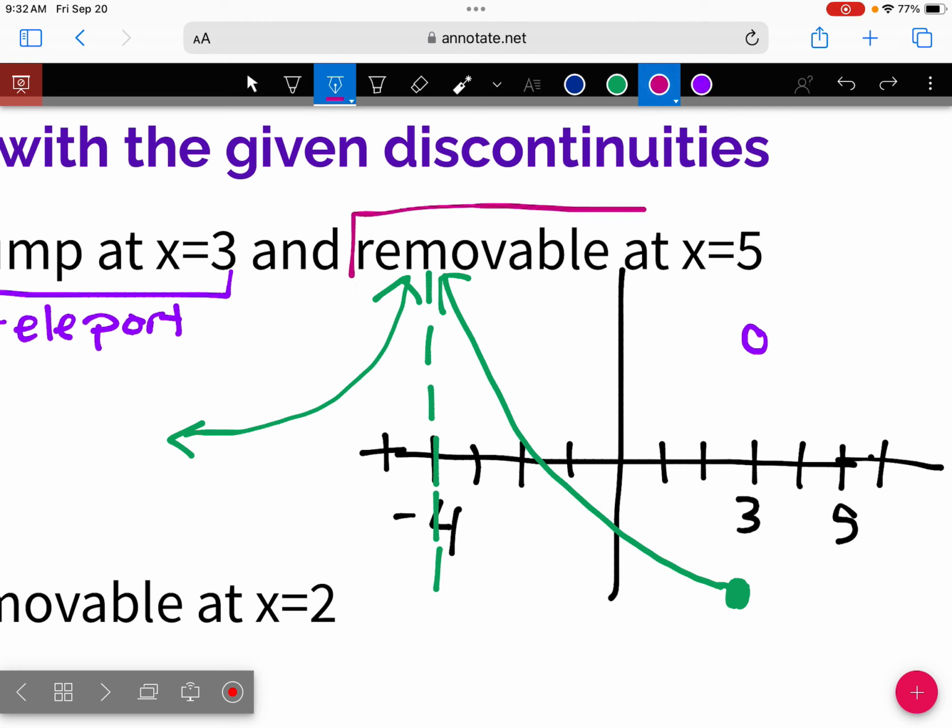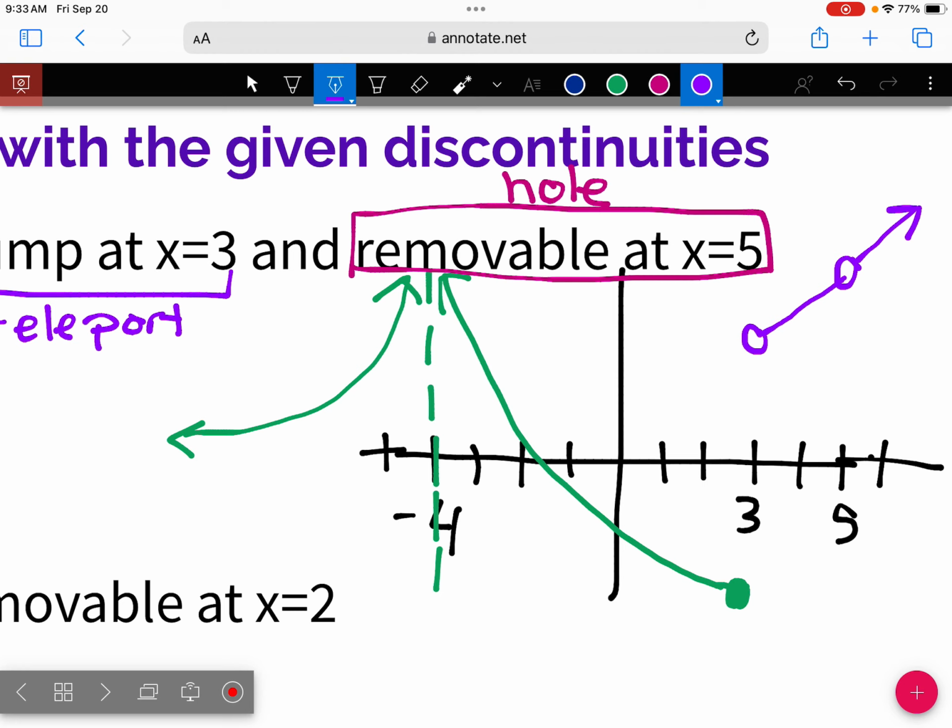But we need to remember that we also have a removable discontinuity at x equals 5, which means there's a hole. Somebody's going to stab a hole in our line at 5. So I'm going to have my line, and at 5, somebody stabs a hole. I'm just putting that so we can see where that is, because I don't have grids. You don't have to draw the dotted lines. It's just so that you can see what numbers I'm at.